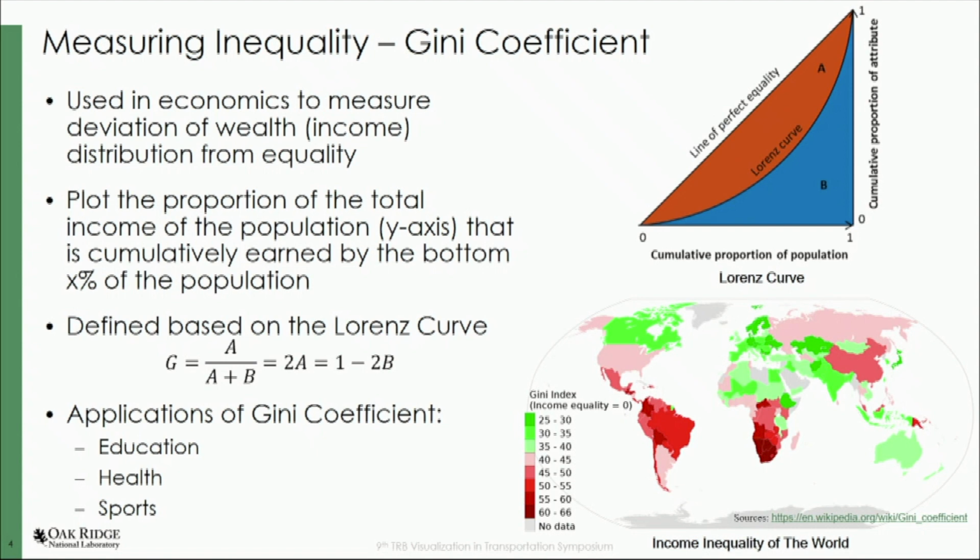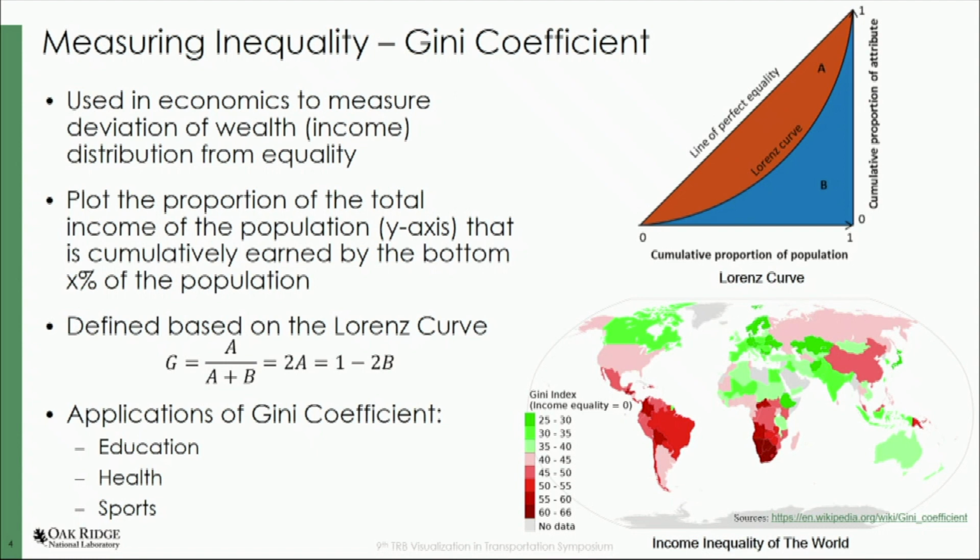This index has been widely used for income levels, but it has also been used for looking at educational inequality. So for educational levels, you sort your population based on educational level, and then you plot the cumulative proportion of population against the cumulative proportion of education. It is also used to look at health, in terms of infant death rate for example, and in sports, in terms of the competitiveness of teams and how equal the league is.